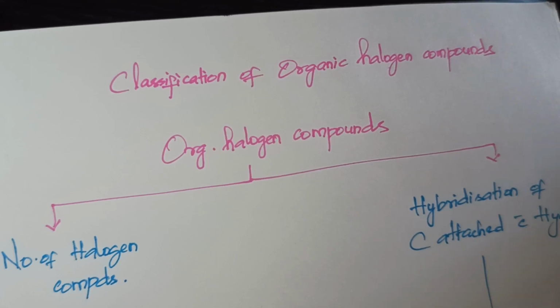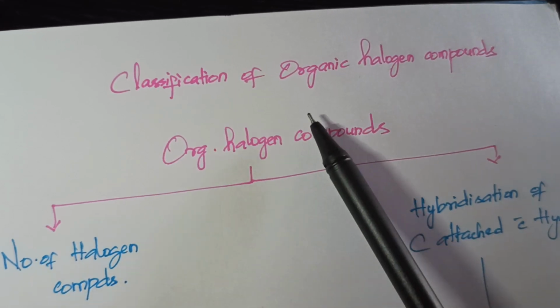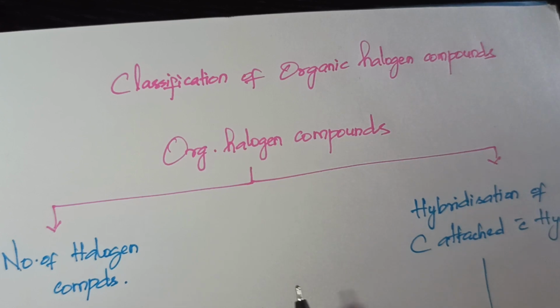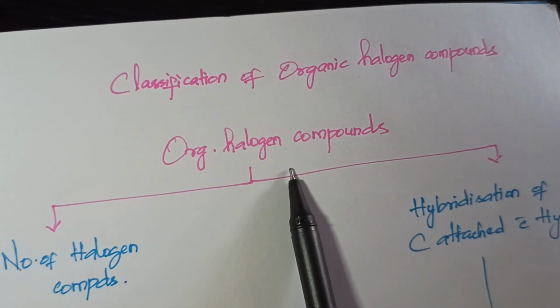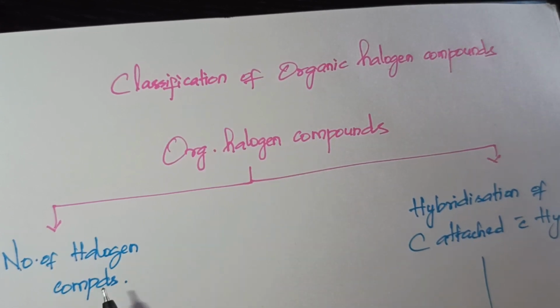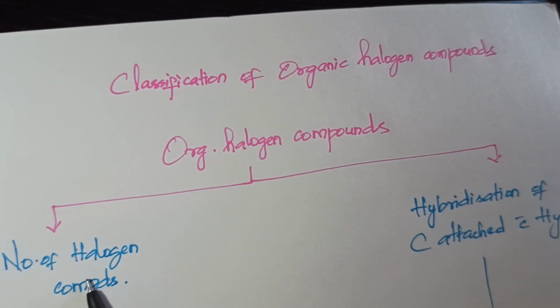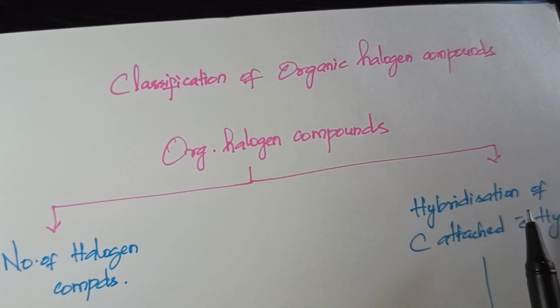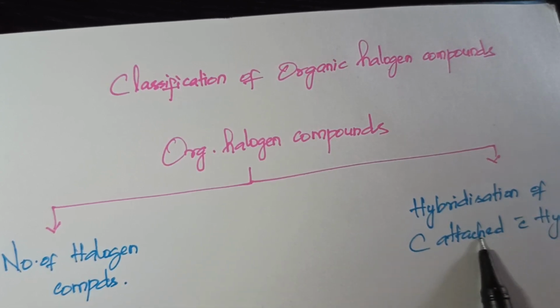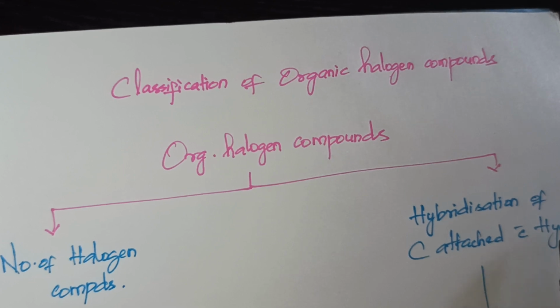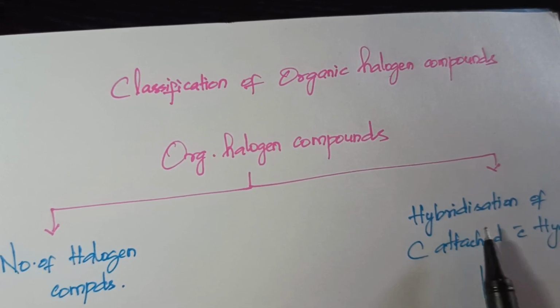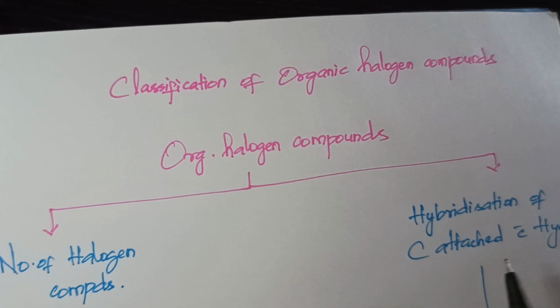So next is classification of organic halogen compounds. In the organic halogen compounds they are classified into two main types. Based on the number of halogens in a compound, that is one classification. And next is hybridization of carbon attached with halogen. It can be sp3 hybridization, sp2 hybridization, or sp hybridization.